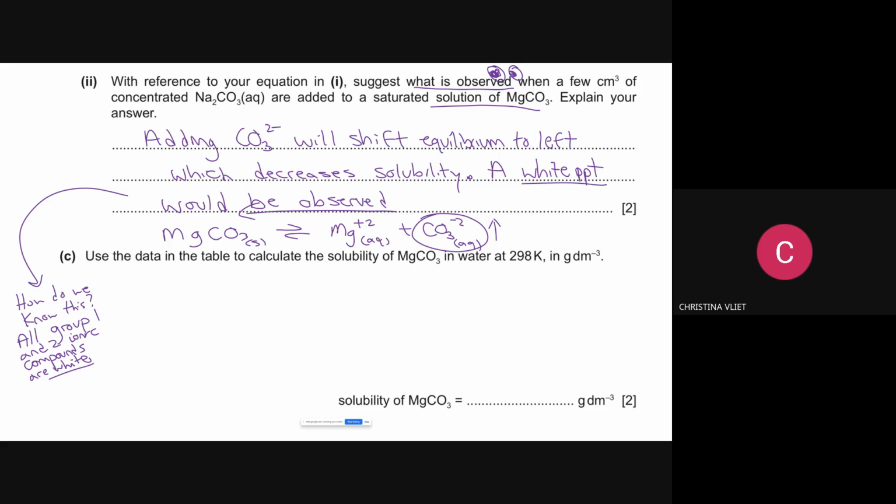Because sometimes they ask you to observe, and that would be an observation you would need to make. Observe means you have to say what you would see. Even though you're not doing the lab, you would have to state what it is that you would see. All right, so that was 2 marks. One to say that it's a white precipitate, and one to say why, the shift in equilibrium. This right here is also 2 marks. Let's do the math. Use the data to calculate the solubility of MgCO3. Oh, it's not even.